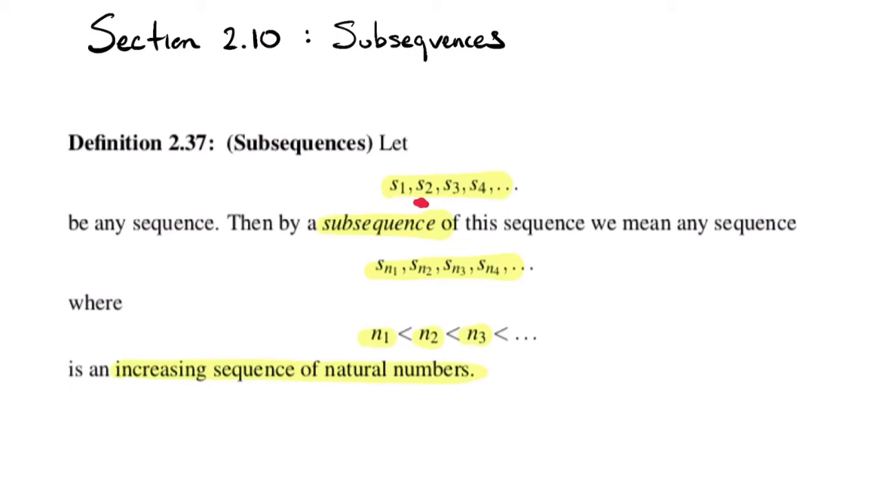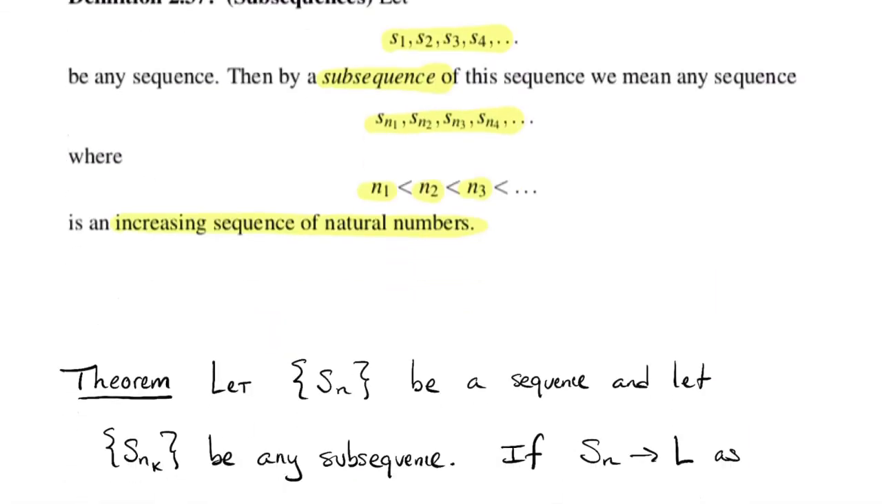Maybe S2 is the first one, so n sub 1 might be a 2. And then the next one might be S5, so n sub 2 would be a 5, and so on. So these n sub i's are the indices in the original sequence, and they form an increasing sequence, and it has no end. This is a technical way of saying that we're taking some of the terms of the sequence. So it's a subsequence. That's the definition and the notation we're going to use.